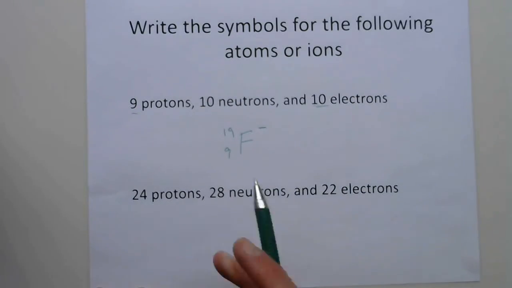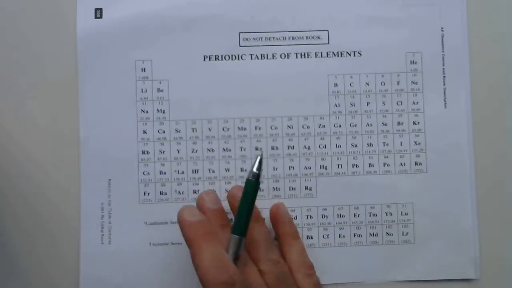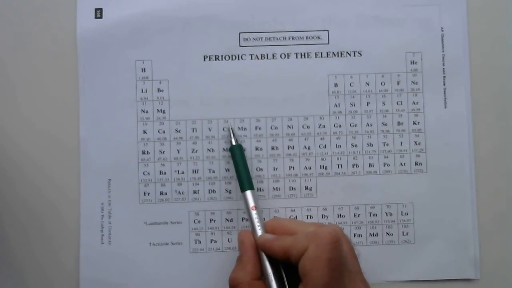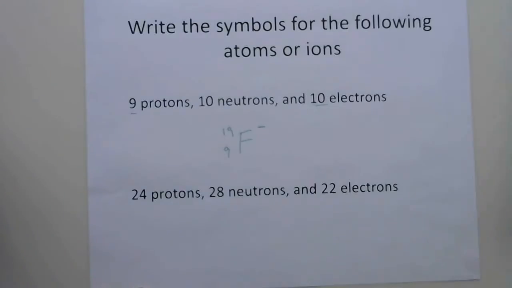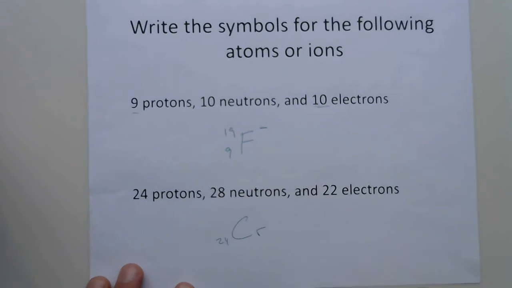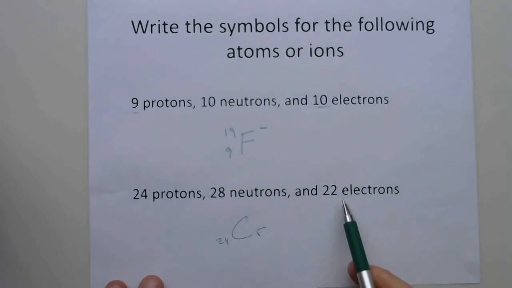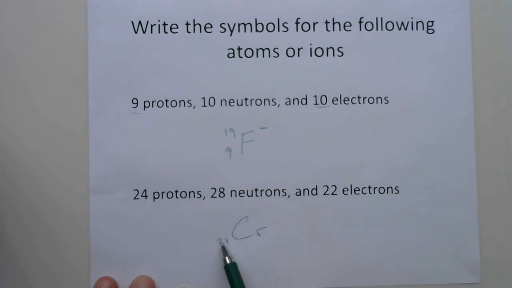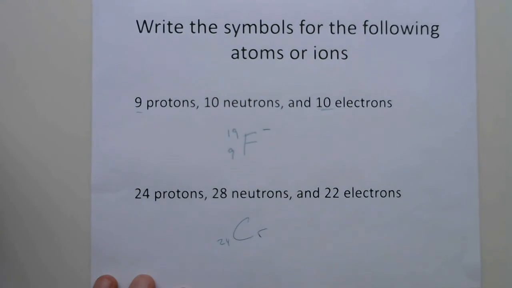Last one, 24 protons. So we'll look at our periodic table, find atomic number 24. Cr for chromium. So chromium has 24 protons. It doesn't matter how many neutrons or electrons, we just look at the number of protons to figure out the identity of the element. So anything with 24 protons is always going to be chromium regardless of how many neutrons or electrons it has.